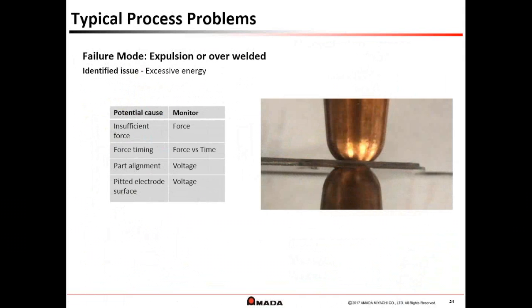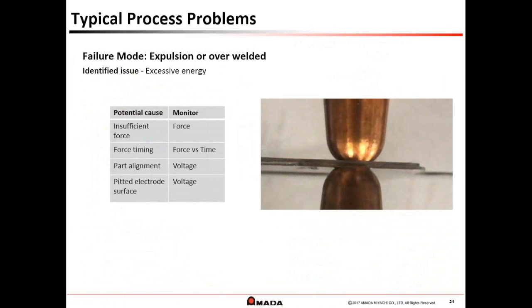On the flip side of that, we have the failure mode of either being overwelded or getting expulsion. This can be caused, on the left-hand side, by insufficient force, force timing, part alignment, and pitted electrodes could cause these as well. And the parameter to monitor is there on the right.